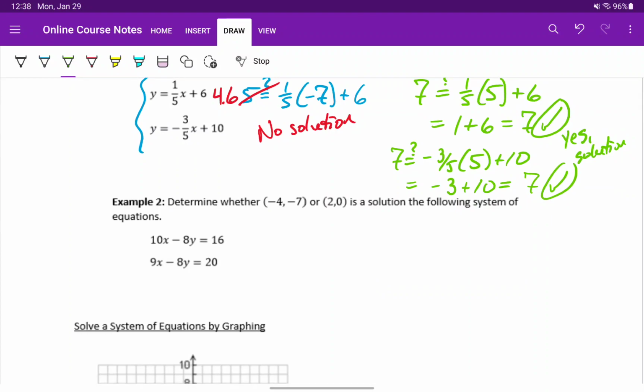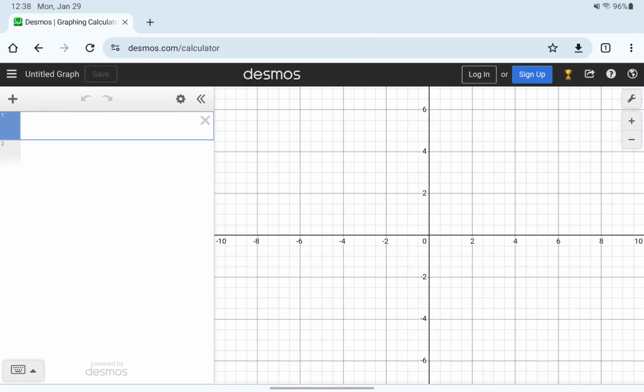In example 1, we did that process manually. We can also use a calculator or Desmos to take care of these calculations for us. So in example 2, we'll switch over to Desmos, and we'll type out this problem using either the asterisk symbol or parentheses for multiplication. We'll take 10 times -4 minus 8 times -7 and see that that comes out to be 16. So that is a solution. That does make that first equation true.